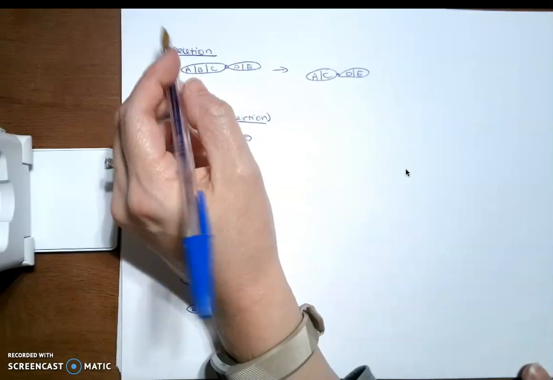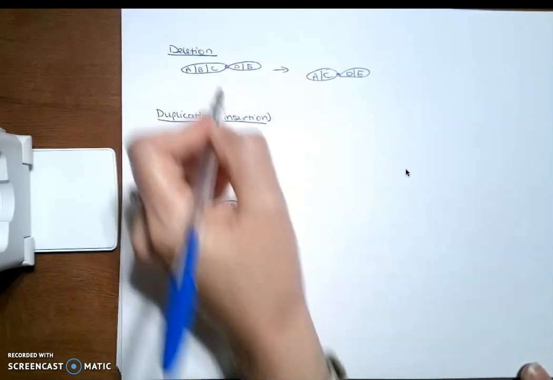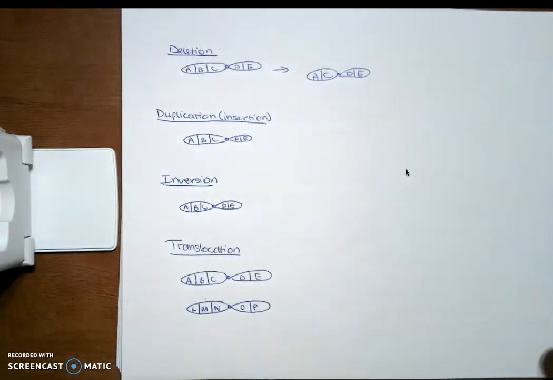Cri-du-chat is an example of this. The end of chromosome number 5 is deleted. And there are multiple things that we see with those patients.